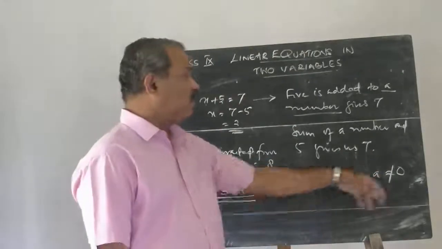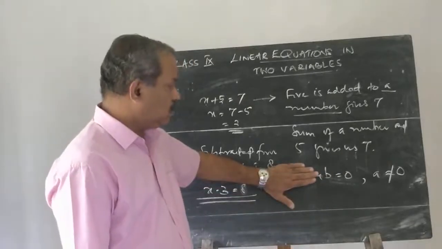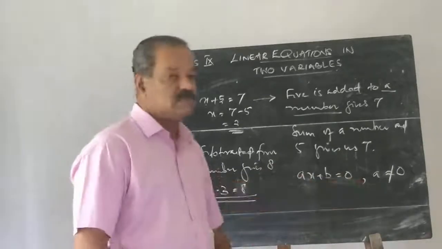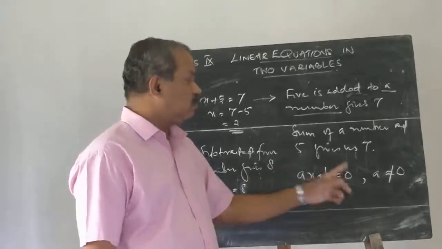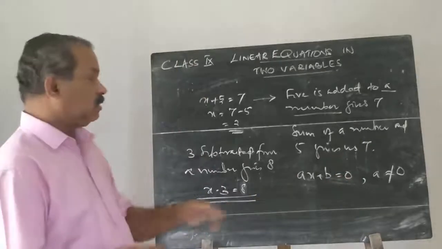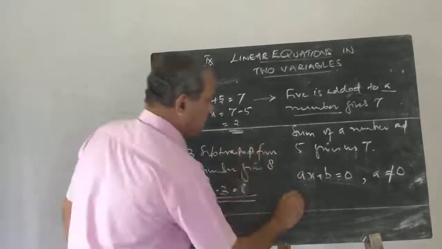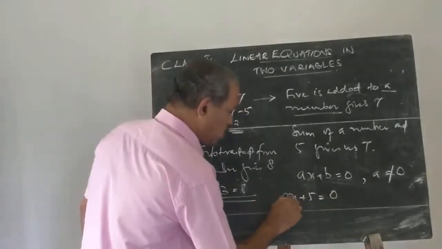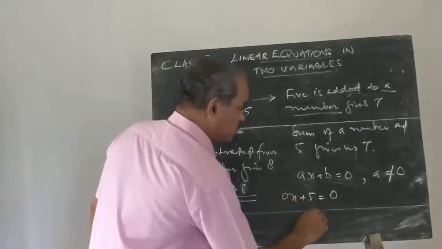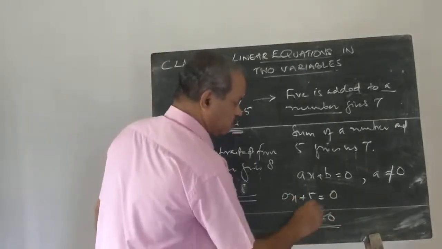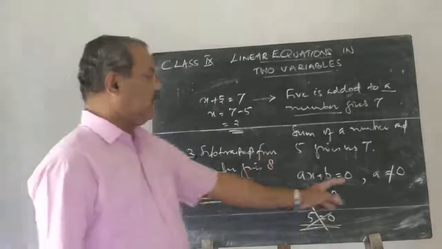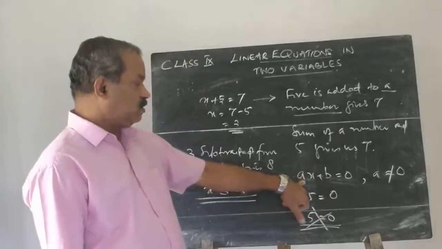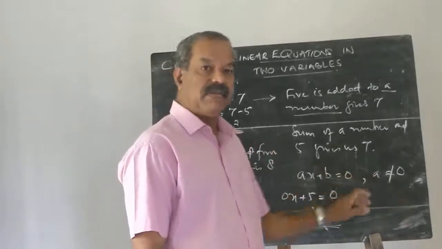What happens if a equal to 0? This becomes 0 into x plus b equal to 0, which means b equal to 0. Only when b equal to 0 is the equation true. Otherwise, suppose 0 x plus 5 equal to 0, it means 5 equal to 0. This is not true. So we must put a condition in the general form ax plus b equal to 0, where a, the coefficient of x, cannot be 0. But b can be 0.